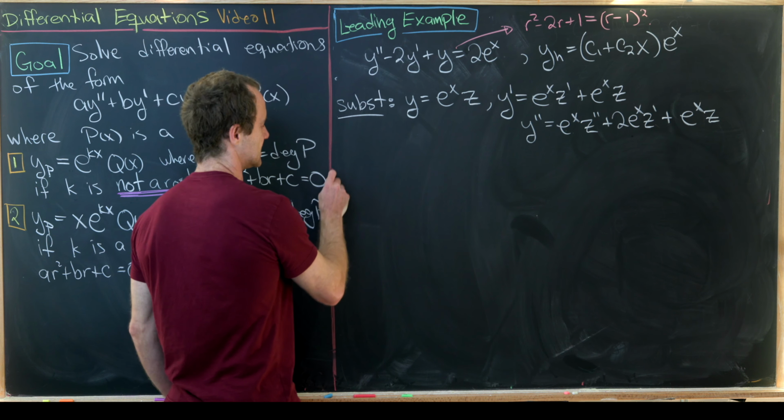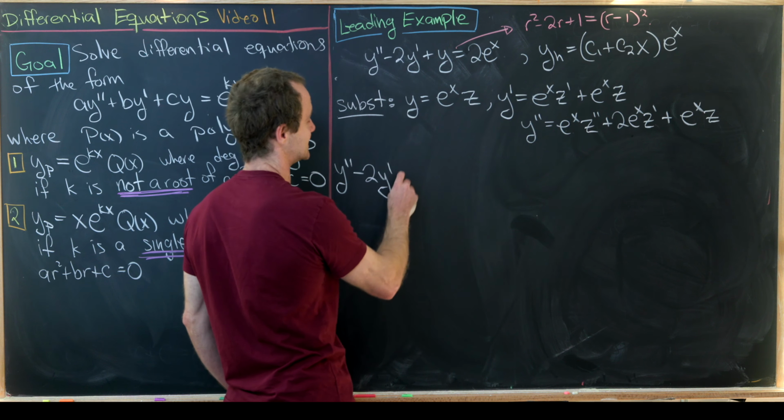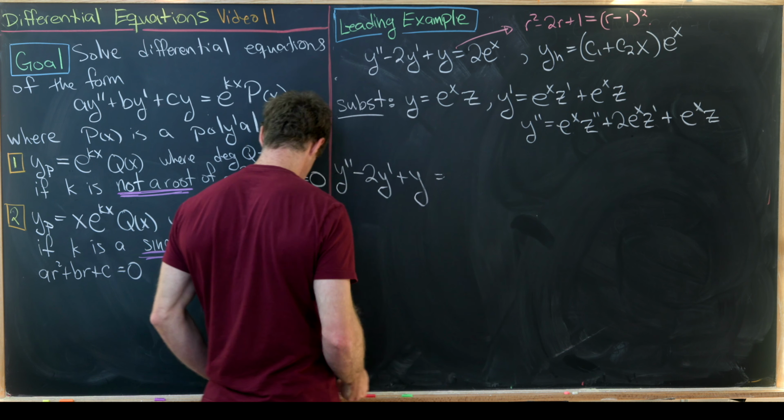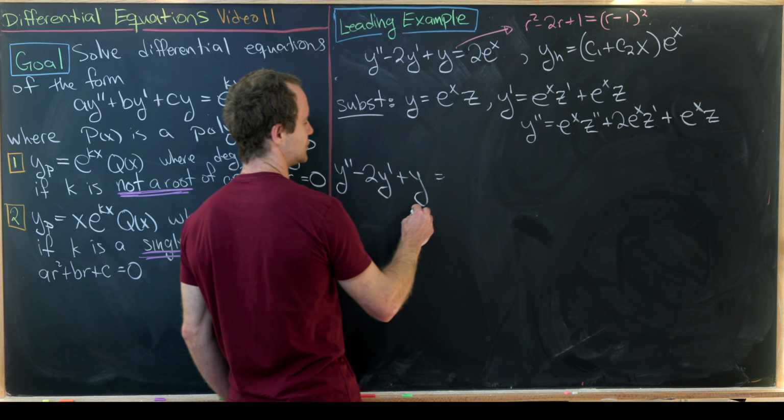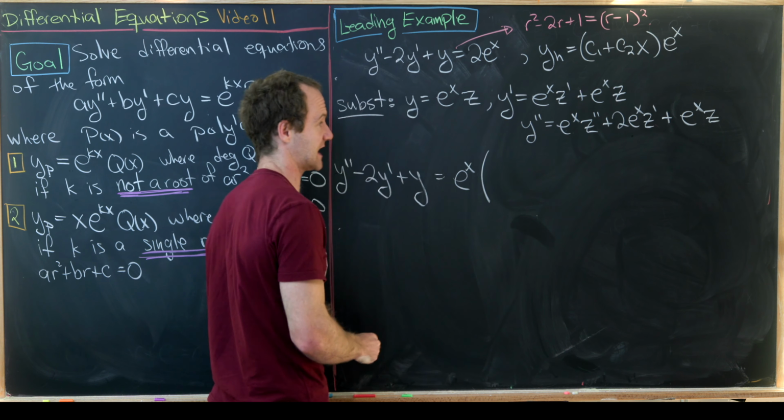Okay, so now let's plug that into our original differential equation and see what happens. So we've got y double prime minus 2y prime plus y equals, so we can factor an e to the x out.